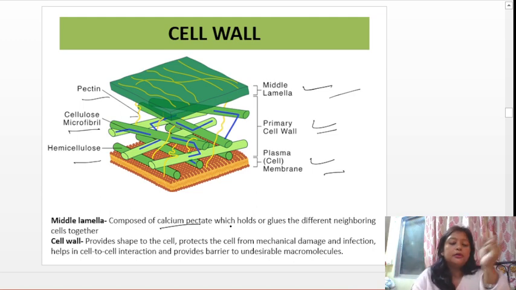And what does the cell wall do? The cell wall provides shape to the cell. It also protects the cell from mechanical damage and infection. It also helps in cell to cell interaction, and provides a barrier to undesirable macromolecules.